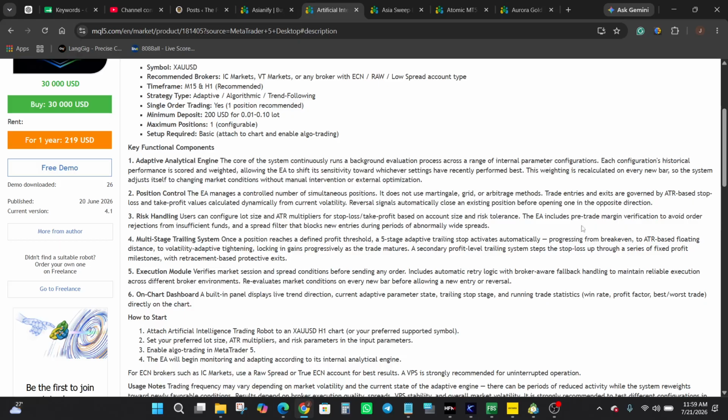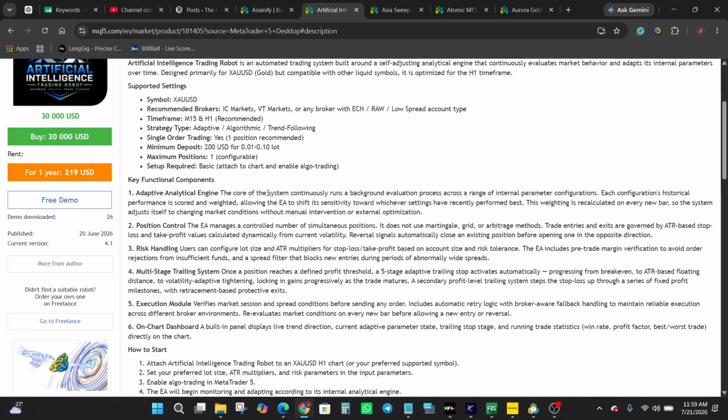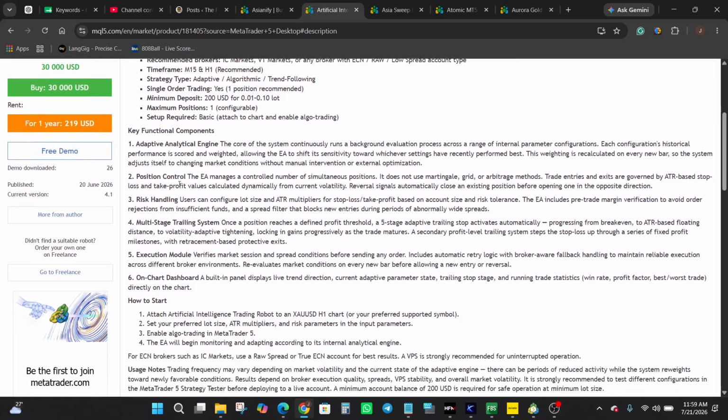What actually stands out to me is that the core of this system is described as an adaptive analytical engine. It is continuously scoring different internal parameter configurations based on recent performance and then shifting its own sensitivity toward whatever has been working, recalculating that on every new bar. Now, in plain terms, it is designed to self adjust rather than run on one fixed rule set.